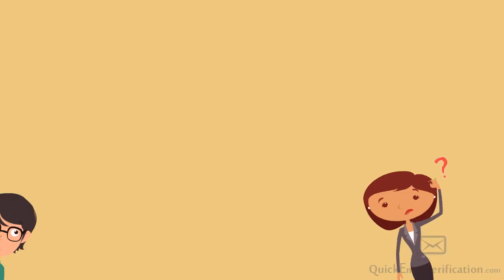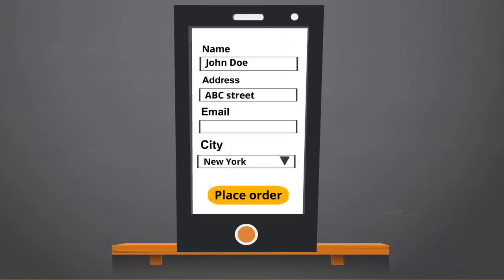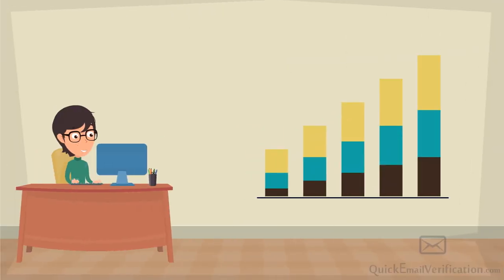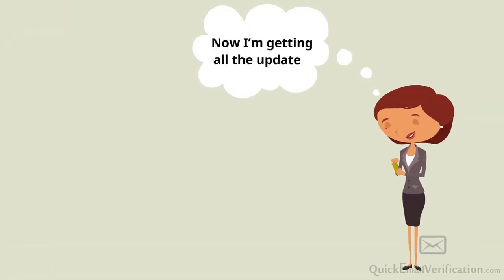A real-time email verification API can easily fix this. The moment a buyer enters their email address, the API will instantly validate the email address. If the address is incorrect, the API will alert the user to feed the correct address. That way, you get only correct email addresses for your database. But more importantly, your customers will be happy because they will receive your message.